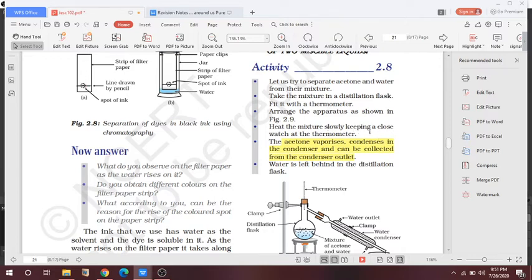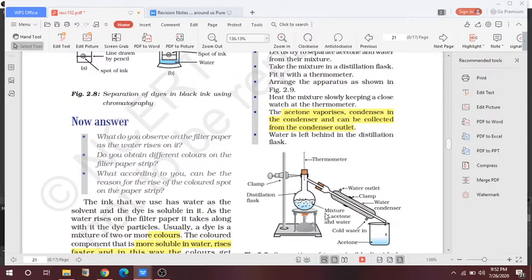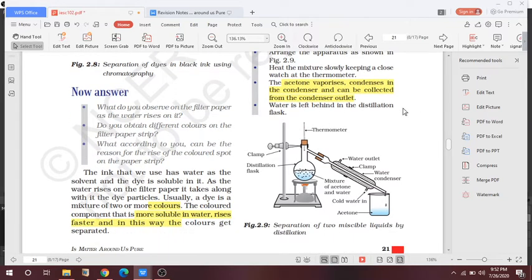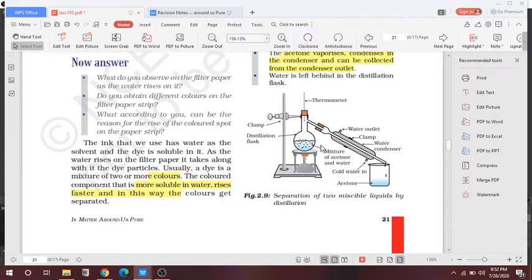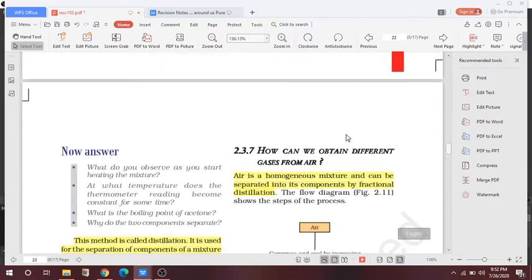Heat the mixture slowly, keeping a close watch on the thermometer. The acetone vaporizes. After some time, you will observe that the acetone vaporizes and condenses in the condenser, and we easily separate the acetone into the beaker by collecting it from the condenser outlet. So water is left behind in the distillation flask. This is how we separate the two miscible liquids on the basis of their boiling points.